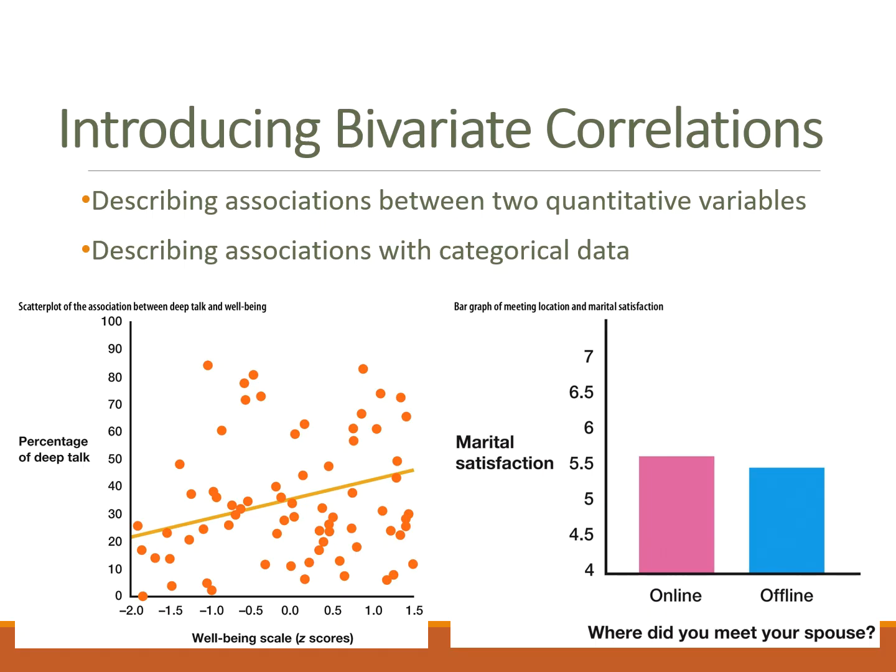We then basically start plotting points. So for example, one of the points up there at the top, percentage of deep talk 90, has got a -1 on the well-being scale. So that is that top left dot, if you will, on the chart.